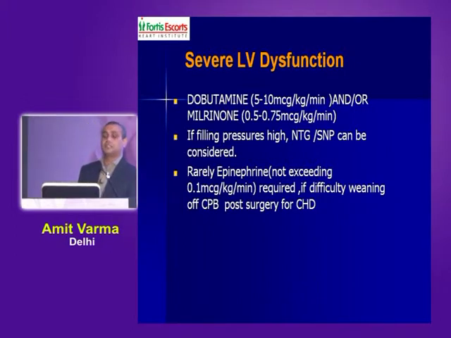If the filling pressures of the chambers are high, use NTG or SNP. Practically, we end up starting with SNP in the beginning, but as you have seen, SNP is something which is harder to titrate. Also, SNP has its own known adverse toxicities. So we switch over to NTG relatively soon. Very rarely, epinephrine is added, if we are having problems in weaning off, or we feel that the kick that is needed for the ventricle may be required.